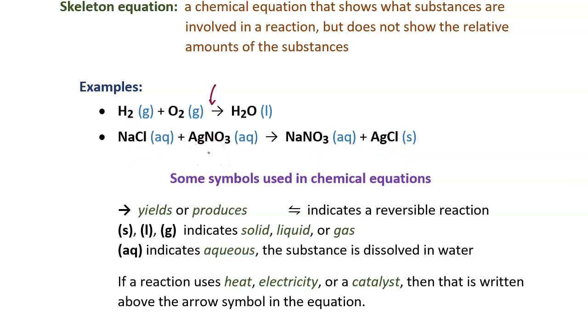Some symbols used in chemical equations are shown below. The arrow symbol is the word yields or the word produces. A double arrow indicates a reversible reaction. The S, the L, and the G indicate the state of the substance: solid, liquid, or gas. And AQ indicates the substance is aqueous, meaning it has been dissolved in water. If a reaction uses heat, electricity, or a catalyst, then that is written above the arrow symbol in the equation.